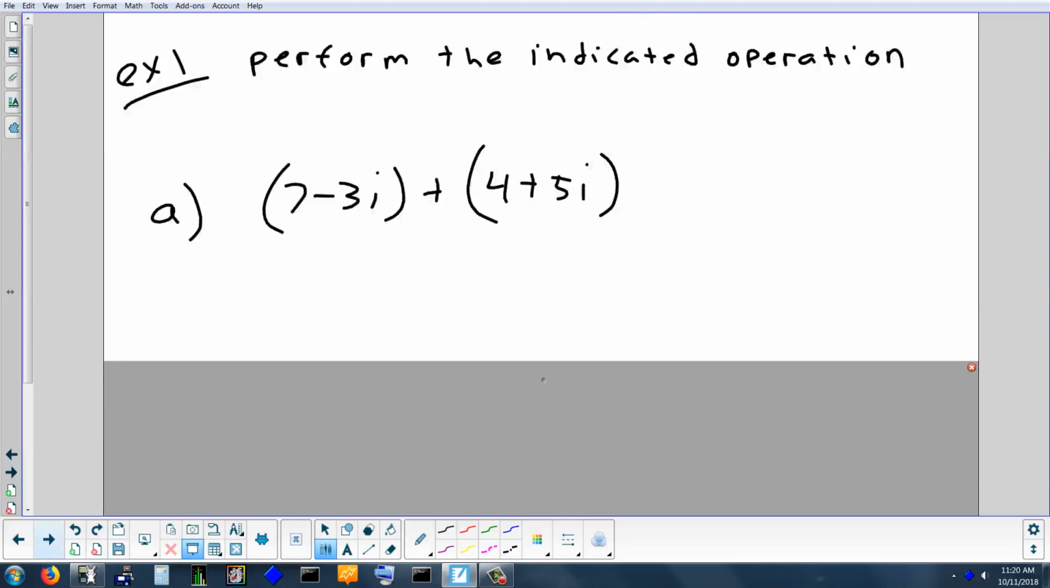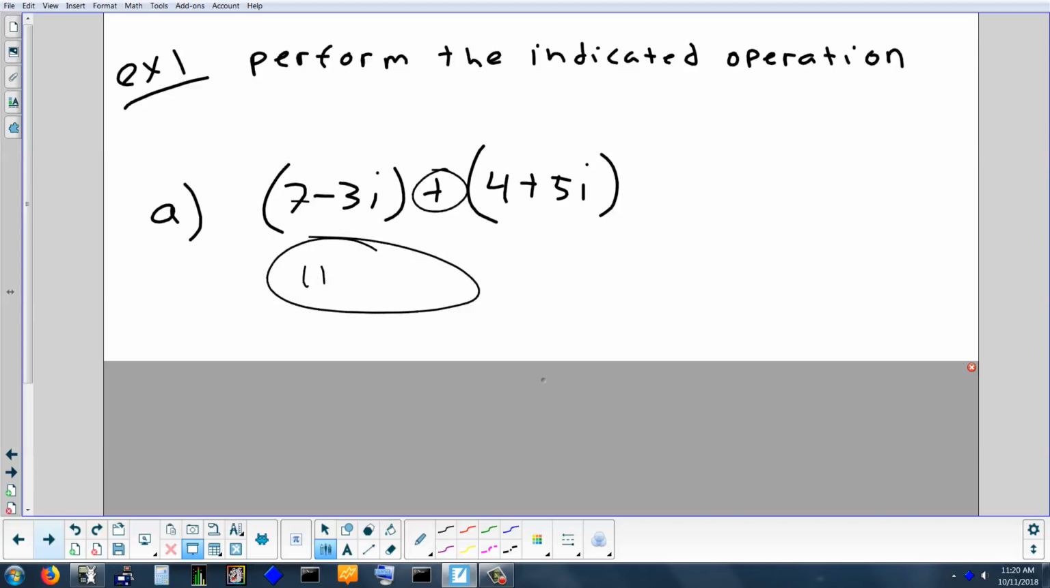All right. So now we'll go through and add, subtract, multiply, and divide real quick. So add. Just think of it as combining like terms. Combine the reals with the reals, imaginaries with imaginaries. So Jacob, what's the real part of my first parentheses? 7. And the second parenthesis, the real part? 4. And if you add 7 and 4, what do you got? 11. So in my final answer, the real part is 11.